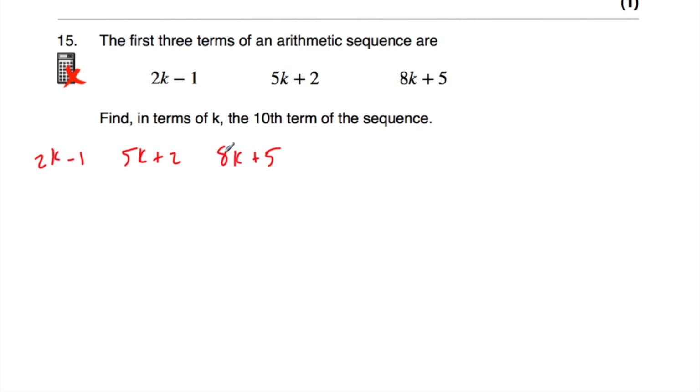So that means it'll be, if we add 3k, 11k, plus 3, so it'll be plus 8. The next one, add 3k, 14k, and then plus 3, plus 11. So that's 1, 2, 3, 4, 5 terms.